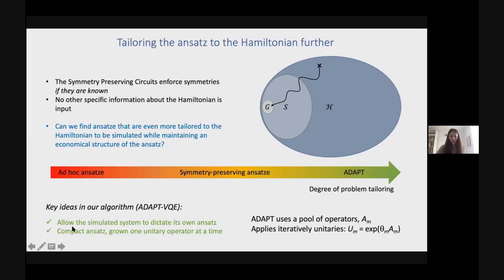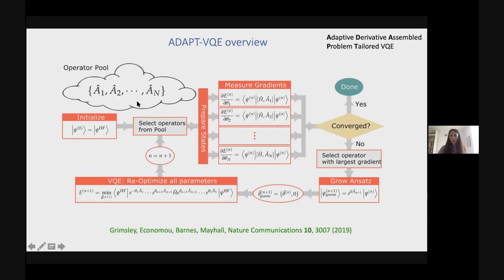So basically, this approach allows the simulated system to dictate its own ansatz. And the ansatz is compact and it's grown iteratively, one operator at a time. So we use a pool of operators, which I'm going to talk a little bit more about later in the talk. And we consider exponentiating these operators to get unitaries, where I have here some optimization parameter. So here's a flowchart of the idea. You start with this operator pool. These are going to be forming the gates. And you start with some reference state.